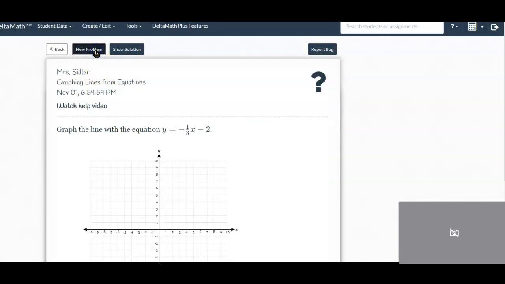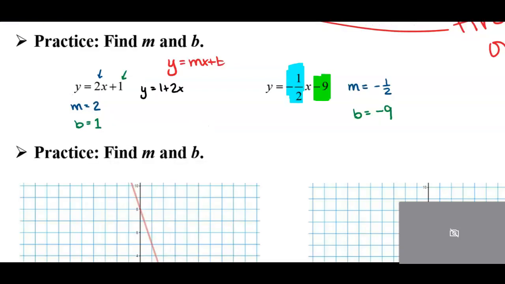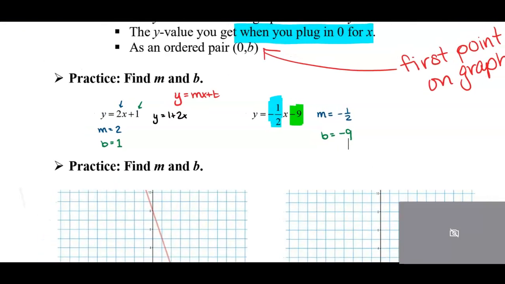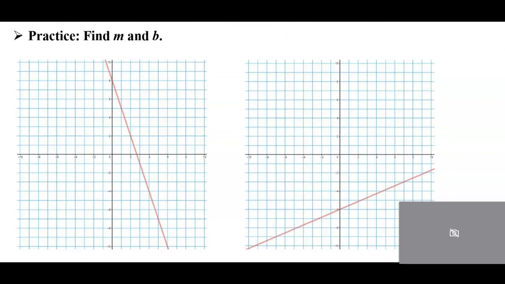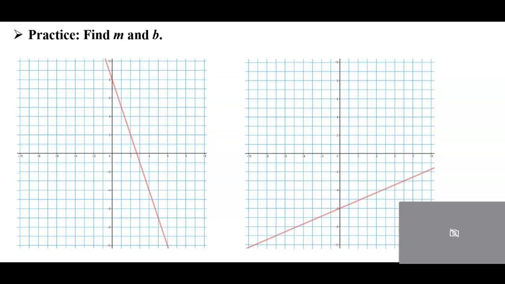MathXL has problems a lot like this, and so you'll be doing the same kind of process in MathXL for your homework tonight. Back to our notes in OneNote. The next thing we're going to do is look at a graph that's already there and pull information out of it to try to write the equation. We're already at almost 20 minutes here, so I'm going to do this one in a different video.